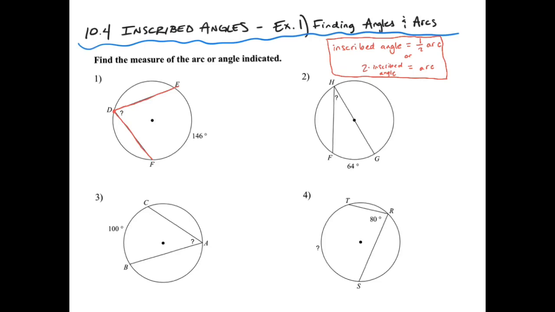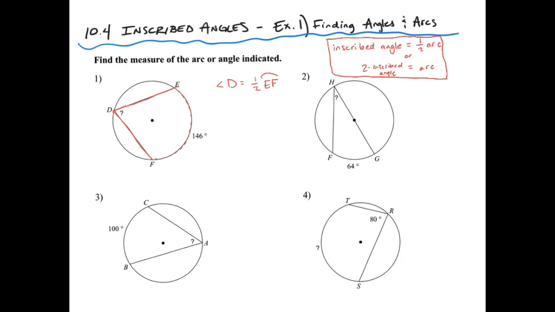So let's try it. Let's get a couple of examples going. I got 8 examples here, but they don't take a whole lot of work. In this example, number 1 over here, I've got the inscribed angle D. So I know that angle D is equal to half of its intercepted arc, which is arc EF. So it's equal to half of EF.